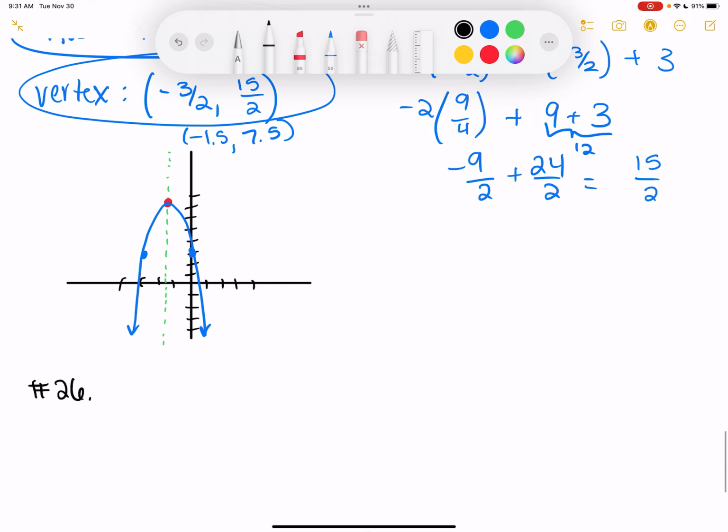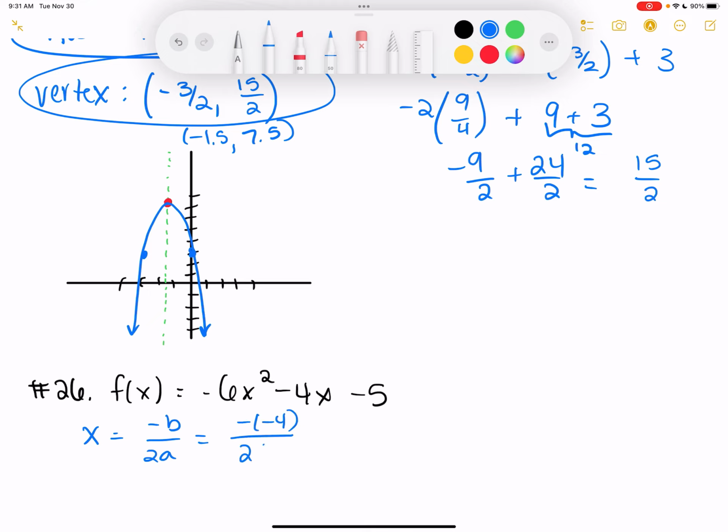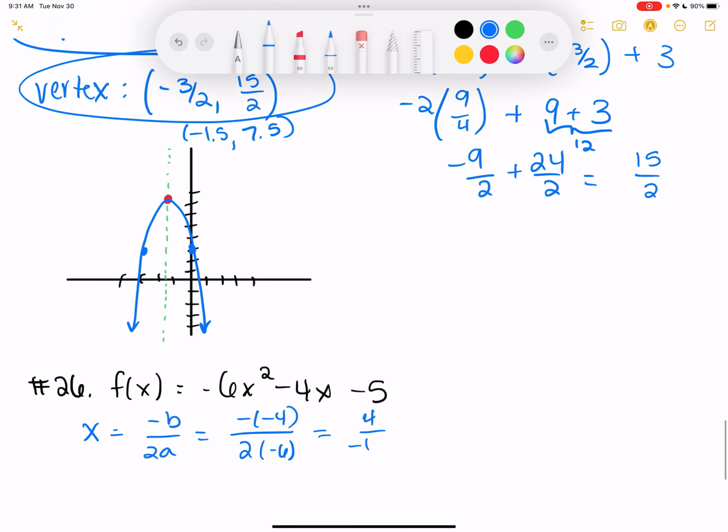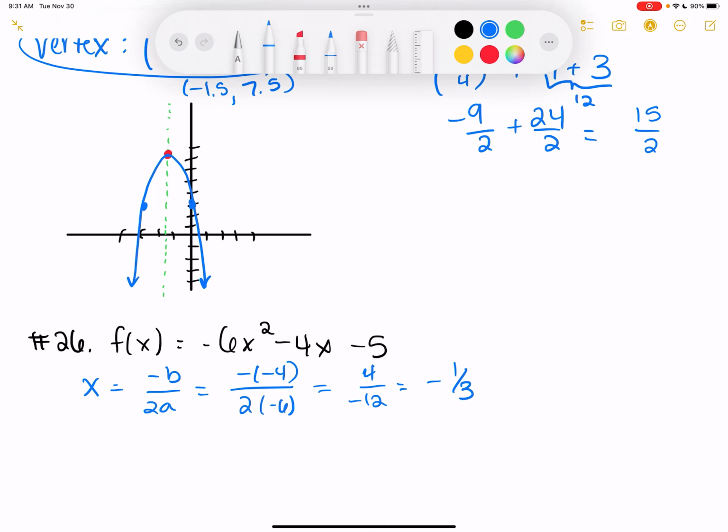26. f of x equals negative 6x squared minus 4x minus 5. So I'm going to find the x value. Negative b over 2a. So negative times negative 4 over 2 times negative 6. So that's going to be 4 over negative 12, which is negative 1/3. So then my axis of symmetry is that x is equal to negative 1/3.